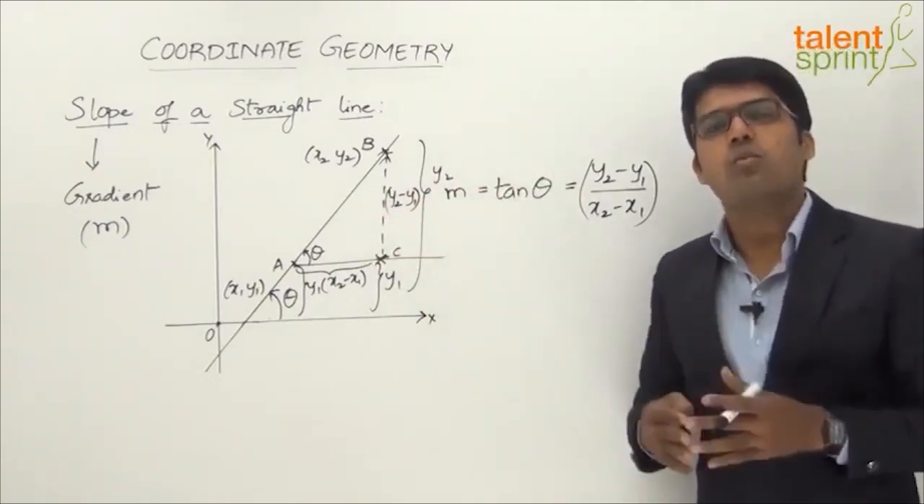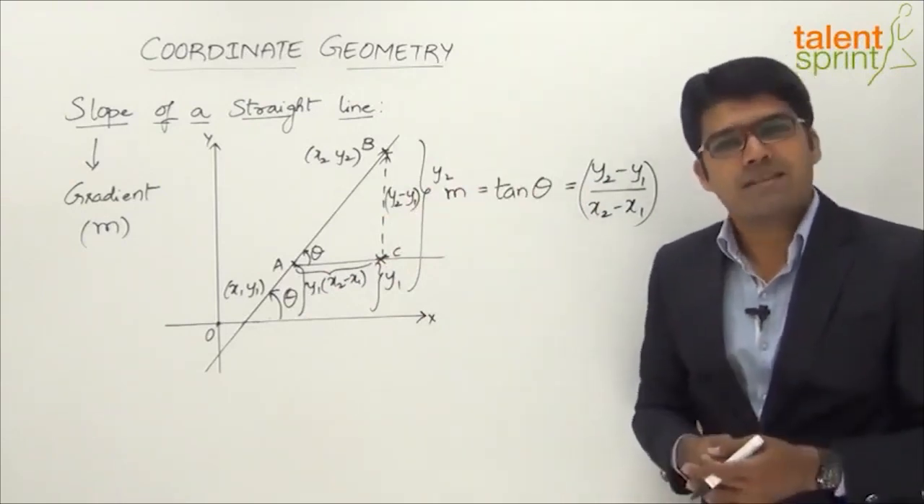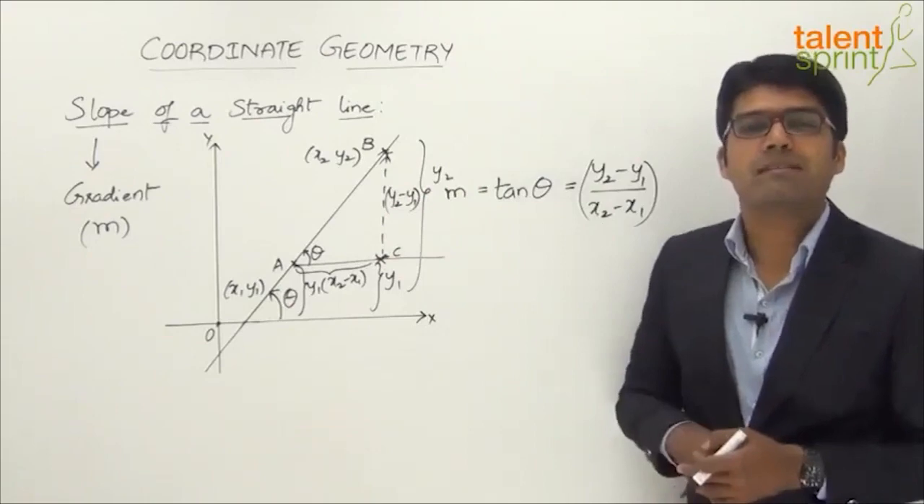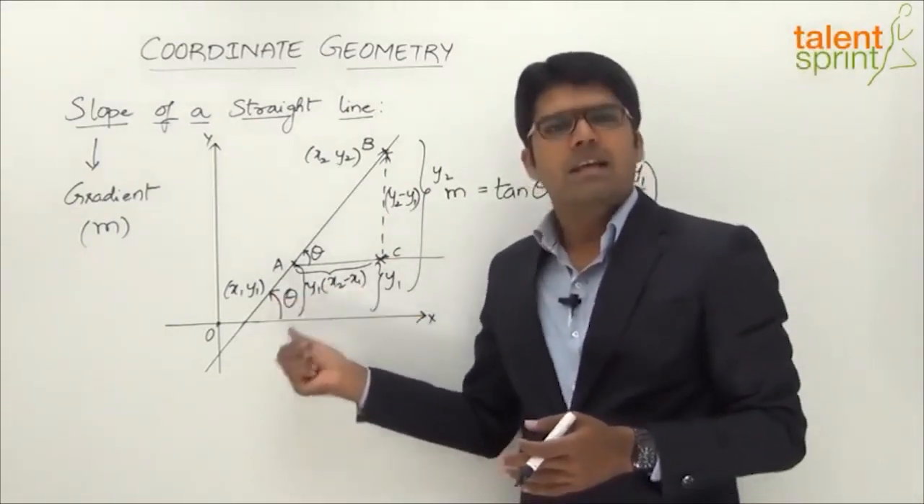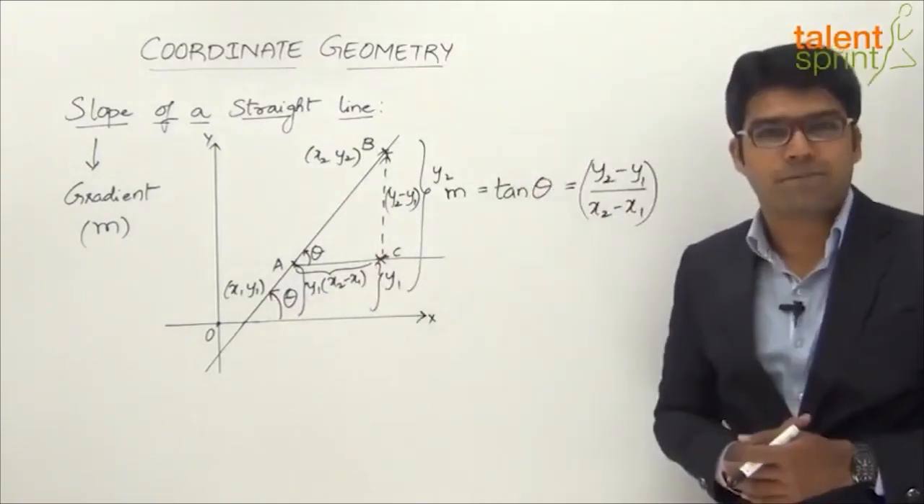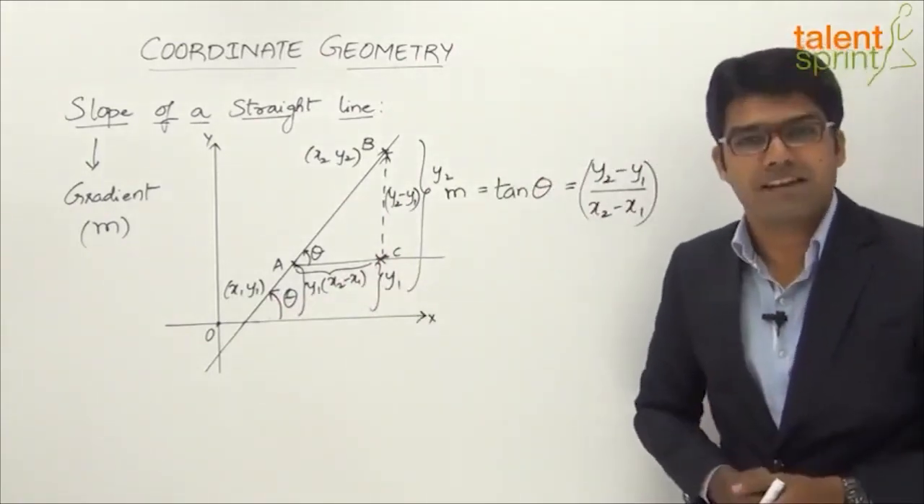So once we know the 2 points through which a straight line passes through, we can simply measure the slope as y2 minus y1 by x2 minus x1. And if the angle of inclination from the x-axis is given to us, then it can be taken as tan theta. So this is what is meant by slope or the gradient of a straight line.